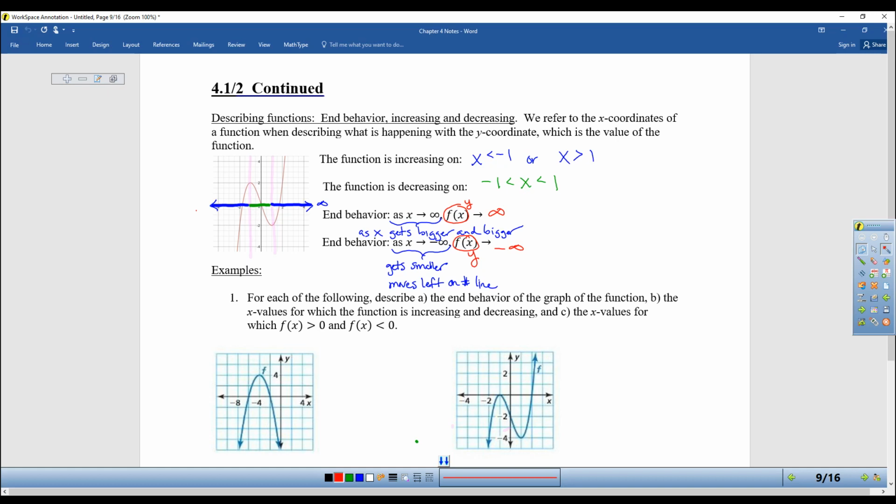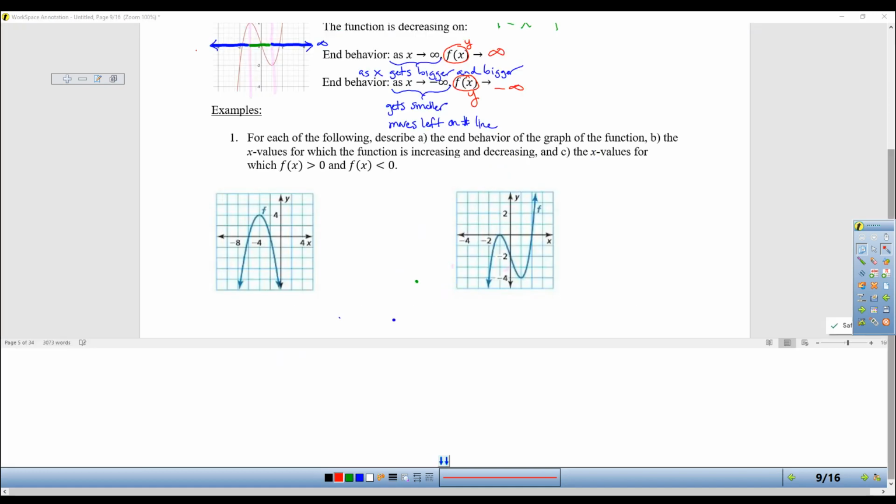So I realize this can be a little bit tricky, so we are going to do the next two together. For each of the following, describe the end behavior of the graph and the x values for which the function is increasing or decreasing. And then we're actually going to add something new: the x values for which the function is greater than or less than zero. But let's practice the two that we've already worked on. So I'll do, just because it said it for part A, they want to know, what is the function doing?